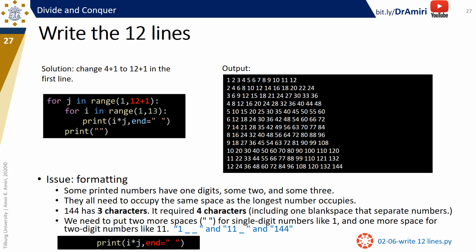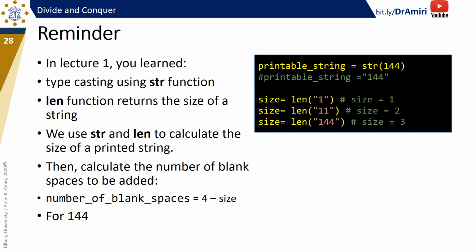How can you resolve this issue? You need to focus on the part of the code that separates numbers, and that part is where you give a blank space string as the second argument to the print function. So you need to change that part. But how to do that? Let me remind you of some commands that I taught you in the first lecture.